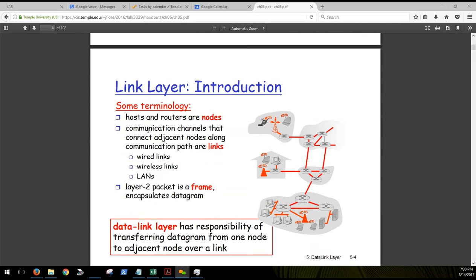A host is a type of node that goes along the path. Give me an example of a host.